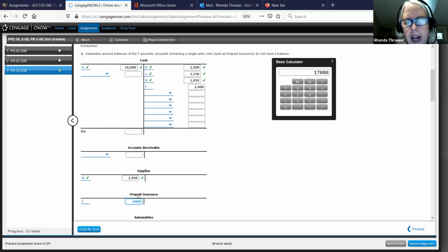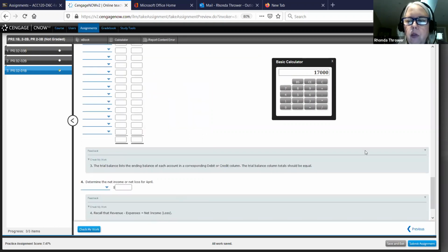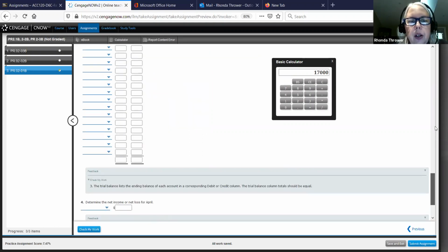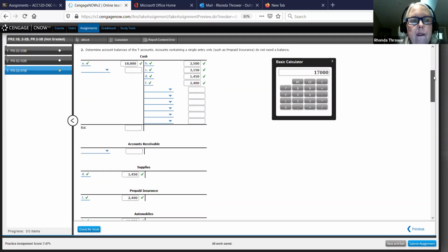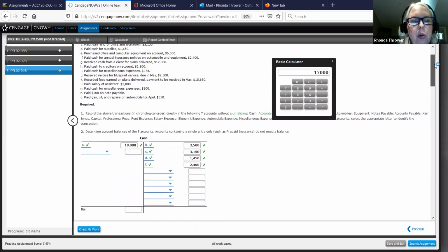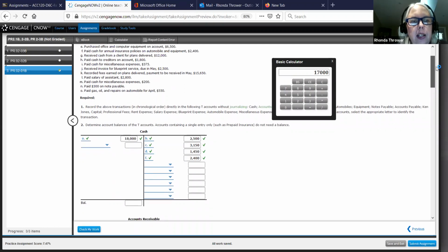When I have purchased an asset, I'm going to debit the asset account. The debit side is the left side of the account. I have one debit for transaction F. I have one credit for transaction F. The two equal, so we're in balance. So we're moving to transaction G.